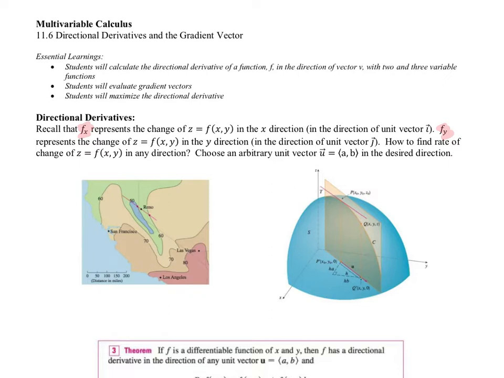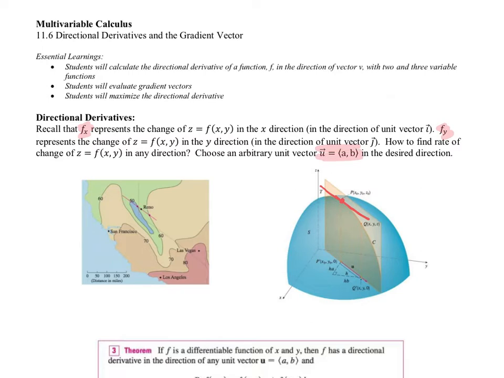For example, if we look at our diagram on the right, if we have a point on the surface and we want to calculate the rate in a direction other than positive x or positive y, for example the rate of change along this line touching the surface there, we call that the directional derivative. What we need for that is a unit vector, which is represented as ⟨a, b⟩, in the desired direction.